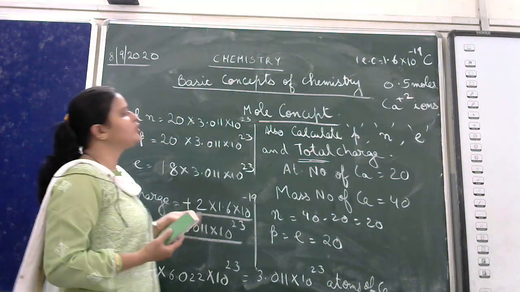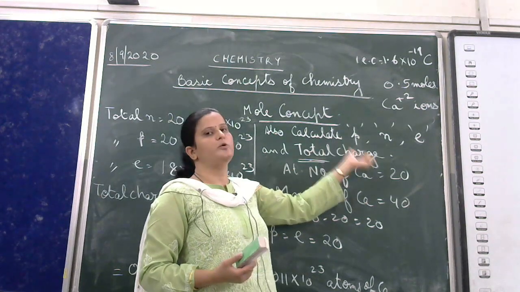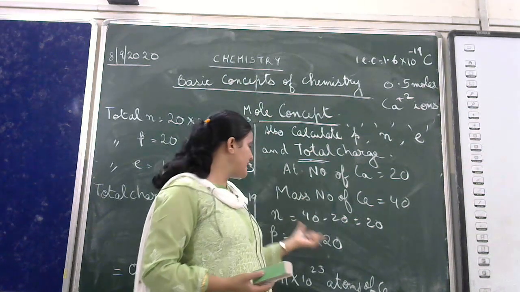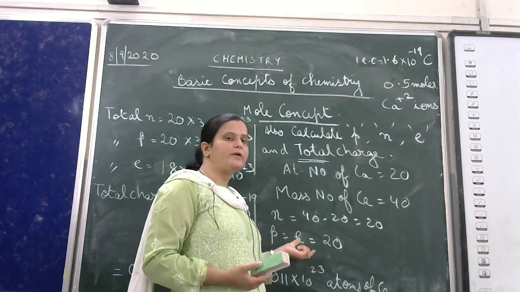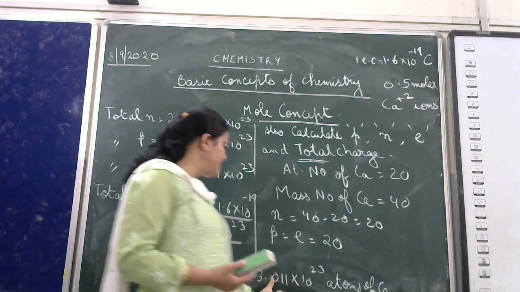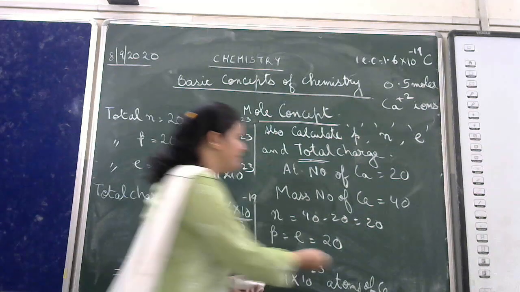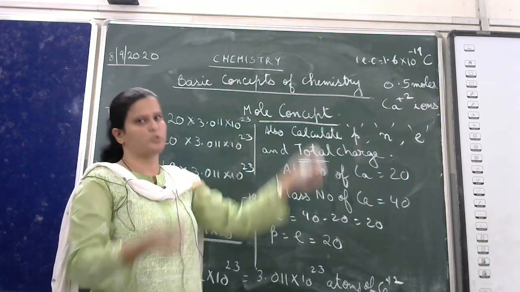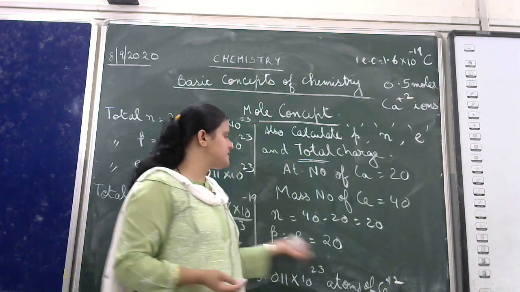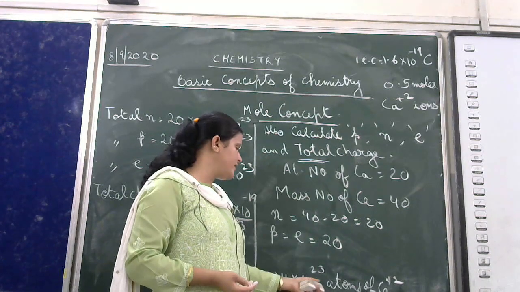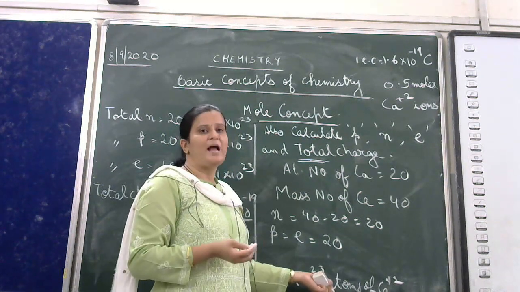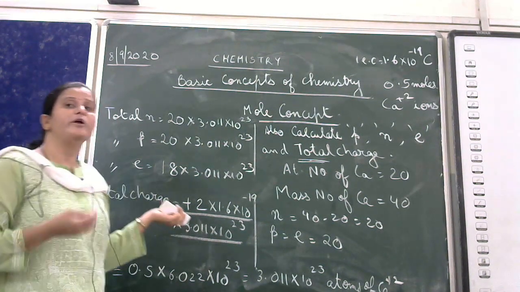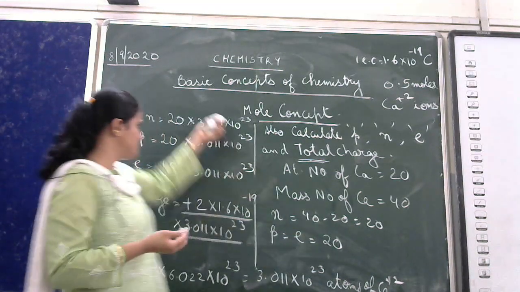And one more thing I taught you: how to calculate electrons, protons, and neutrons. For that you need to know the atomic number and mass number. You calculate how many protons, neutrons, and electrons are present in one atom, and these many atoms you have already calculated. Here I have written Ca plus 2. If the question says 0.5 moles of calcium plus 2 ions are present, I calculate the number of neutrons, protons, and electrons in one calcium plus 2 ion, and then how many will be present in 0.5 moles. So this is your answer.